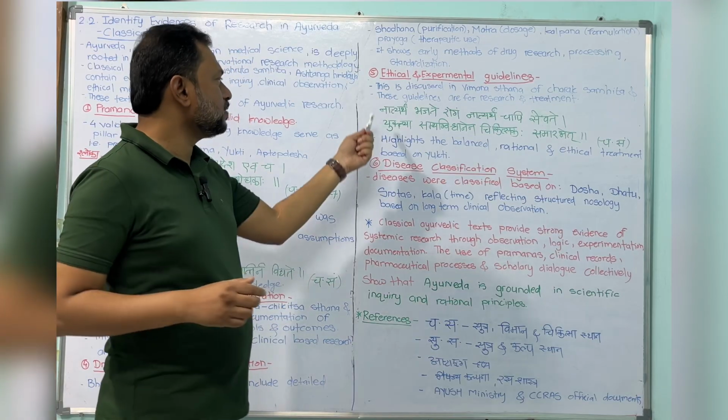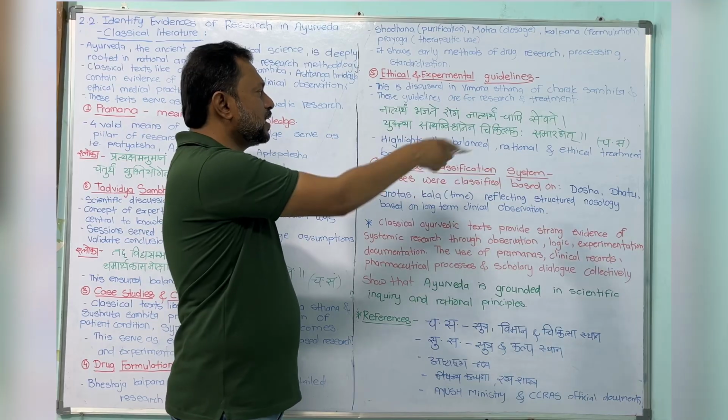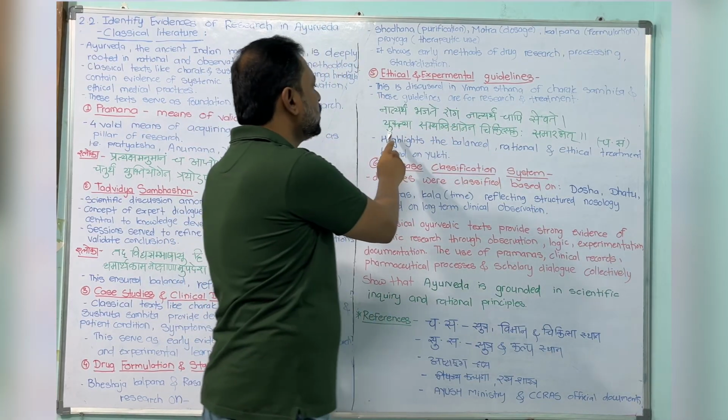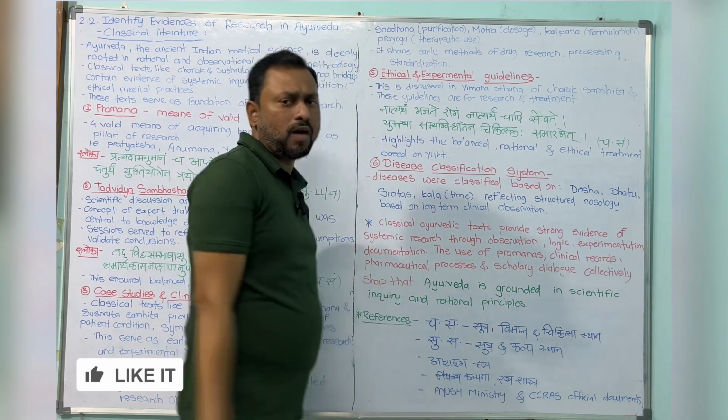Now we'll study the shloka that Charaka told in Vimanasthana: Natyartam bhajate rogam, natyartam chapi sevet, yukta samagvedana chikitsa samarbhet. What does it mean?